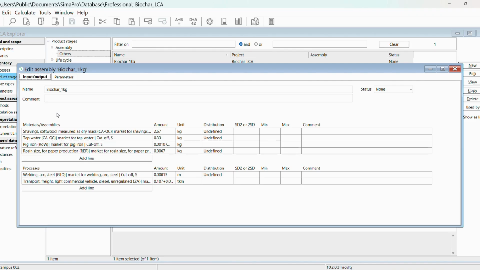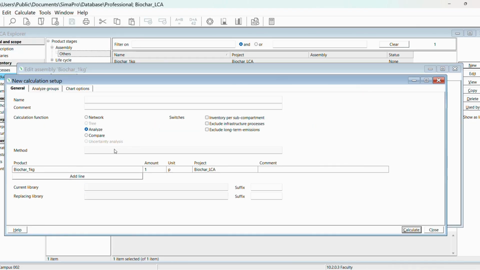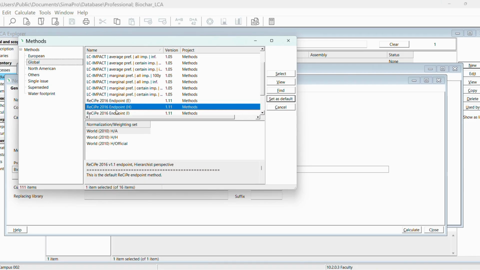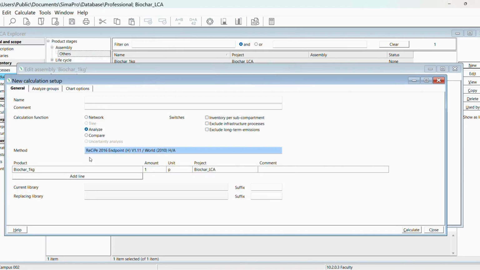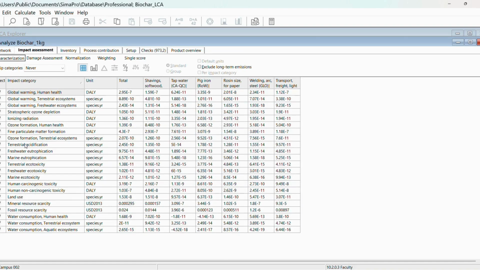So now we are going to analyze the environmental impact associated during production of 1 kg of biochar. To do so, we should first click here at calculate, then we should click on analyze, then it is a mandatory step, we must select any suitable method. I am selecting this one, ReCiPe 2016 Endpoint. You can select any suitable category as per your own requirement, and then let's click calculate, and then let's see. Okay, perfect.